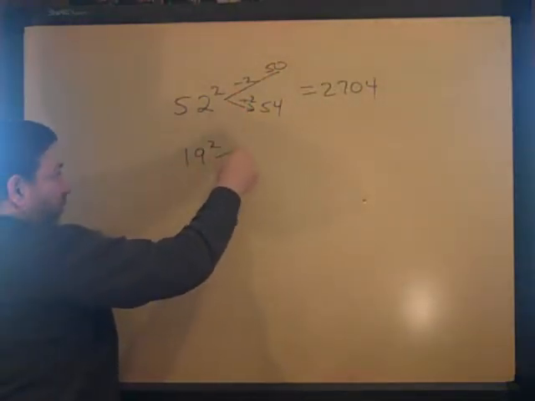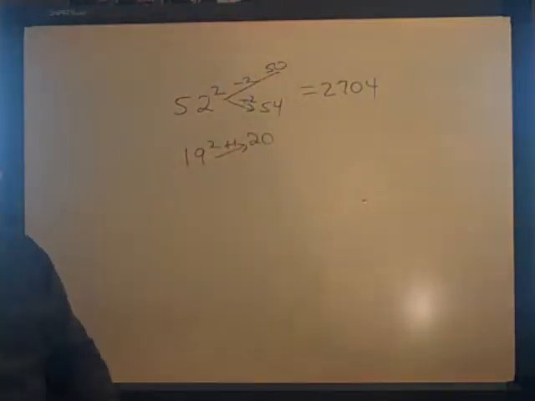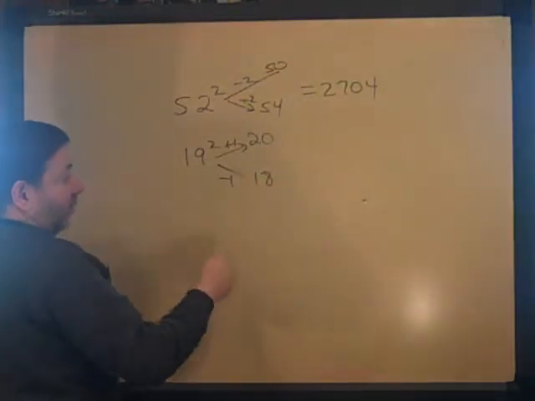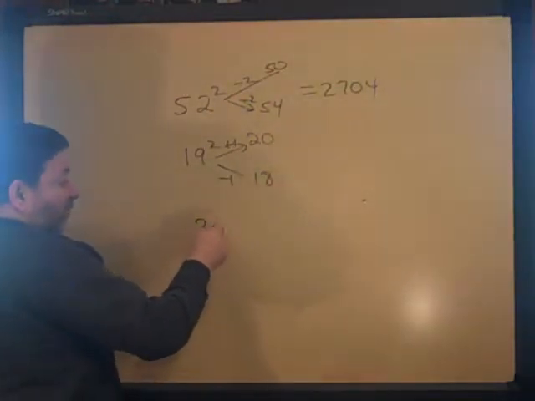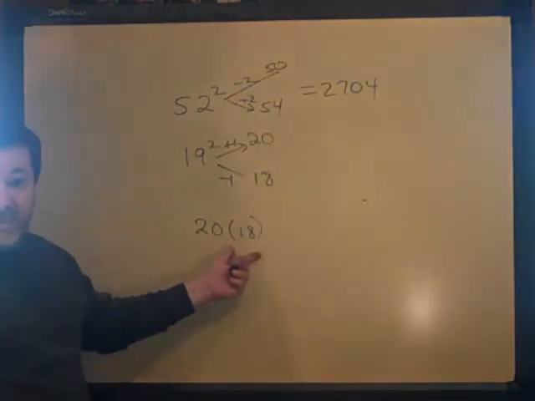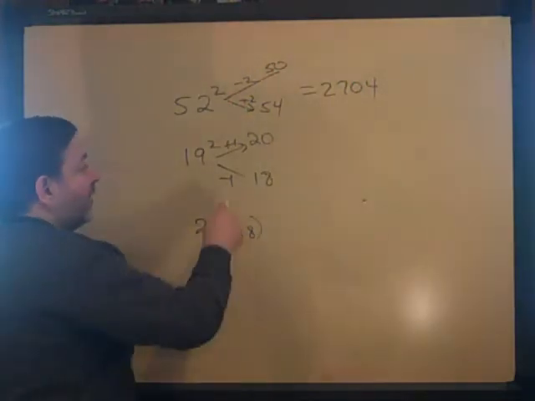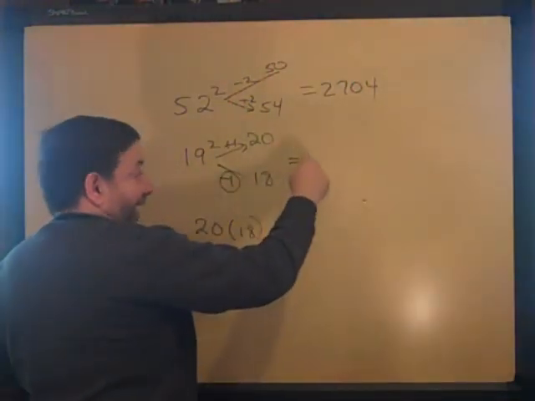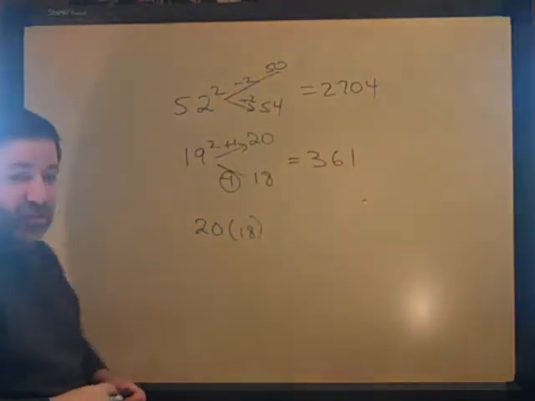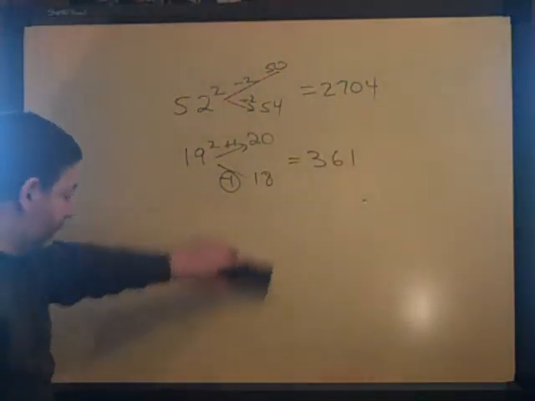19 squared. Well, if you add 1, you get to the nearest 10. You get to 20. So I take away 1. That's 18. 20 times 18, 2 times 18 is 36. Add a 0. 360. Square that number and add it on. 361. You can square 19 in your head. I do it all the time.